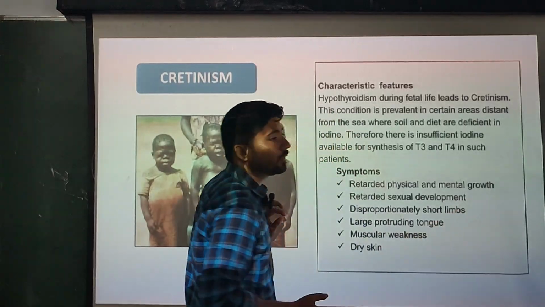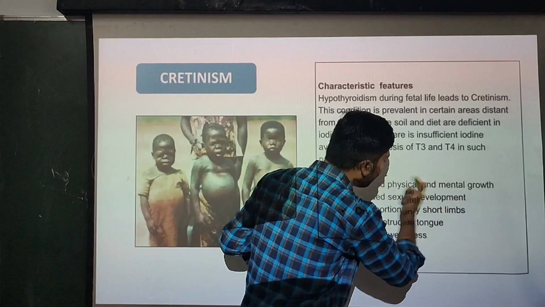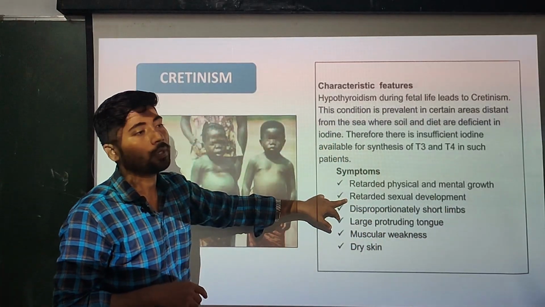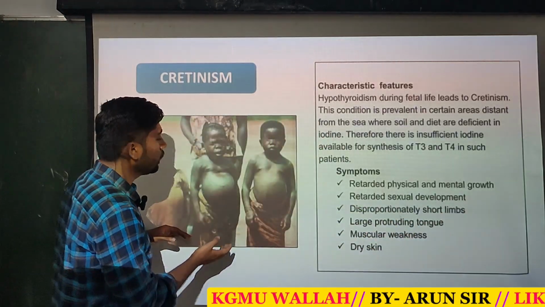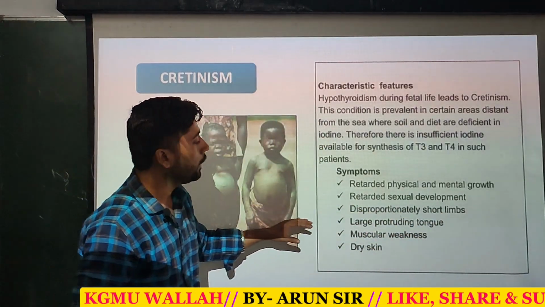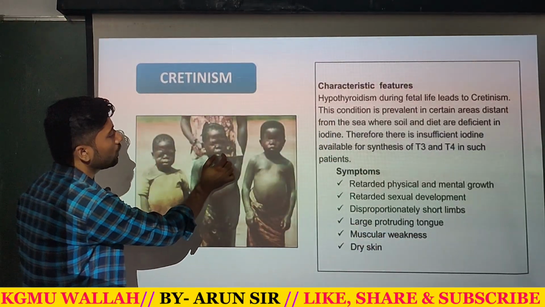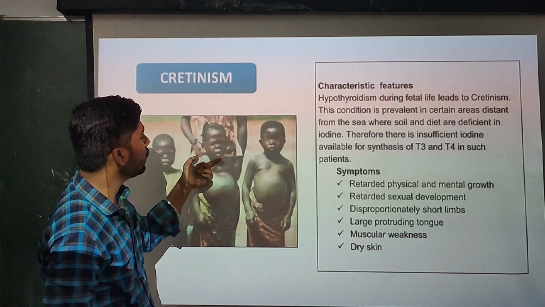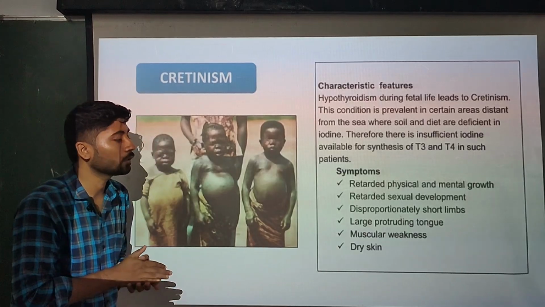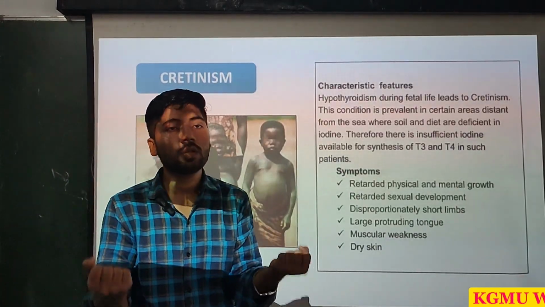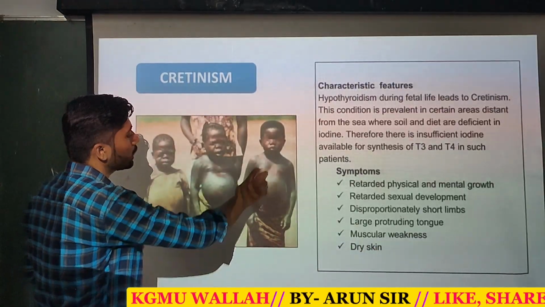Retarded sexual development, the sexual development should be retarded, not properly developed, and disproportionately short limbs. Your limbs will be short, clear, and a large protruding tongue. Your tongue will be protruded, means sticking out. And muscular weakness, the patient feels muscular weakness, and also the skin will be dry, clear.